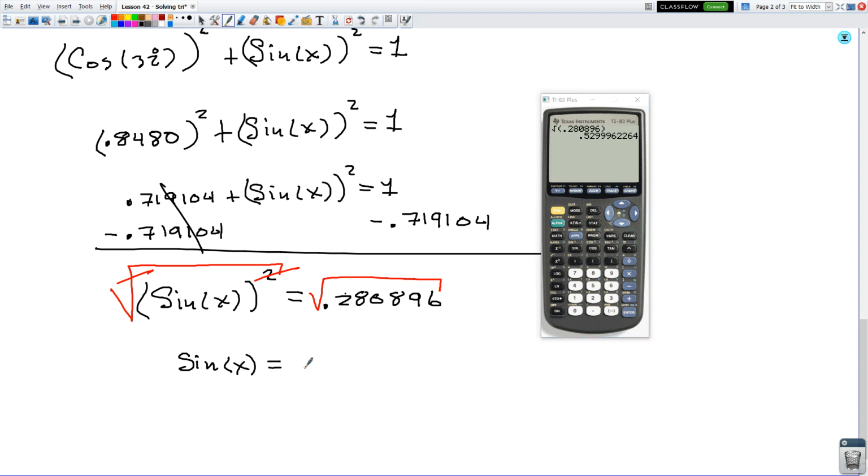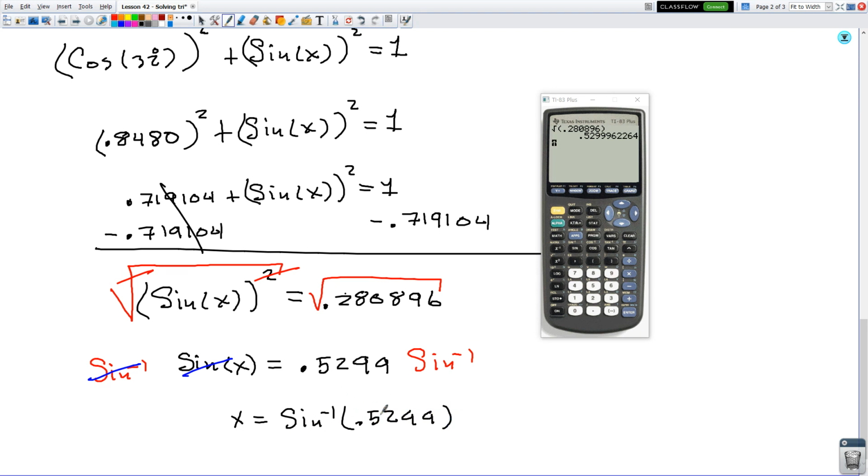If we do this in the calculator, we have 0.5299. Let's just round it to 4 decimal places. You don't want to write the whole thing. We want to leave the x by itself, so let's apply the inverse sine to both sides. This way, the sine will cancel out. We have x equals sine inverse 0.5299.